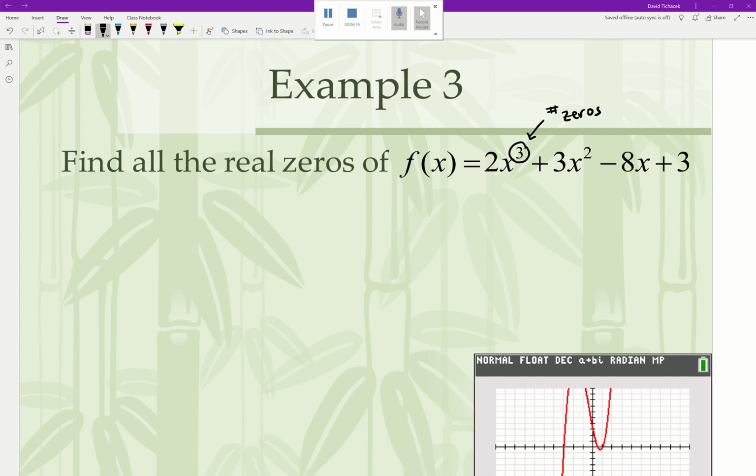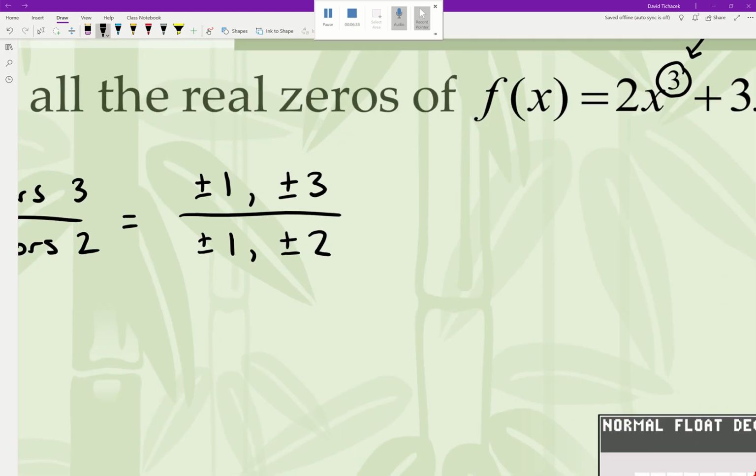Now what we need to do is compile that list of possible candidates. So we need factors of our constant, which is +3, over factors of our leading coefficient, which here is +2. Factors of 3, of course, you have ±1 and ±3. Factors of 2 on the bottom, you have ±1 and ±2. What we're looking for, again, is a complete list of all the combinations of a number on top over a number on bottom.